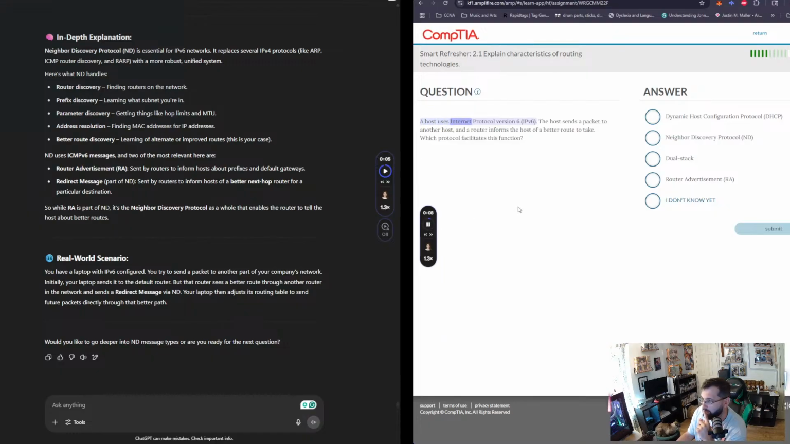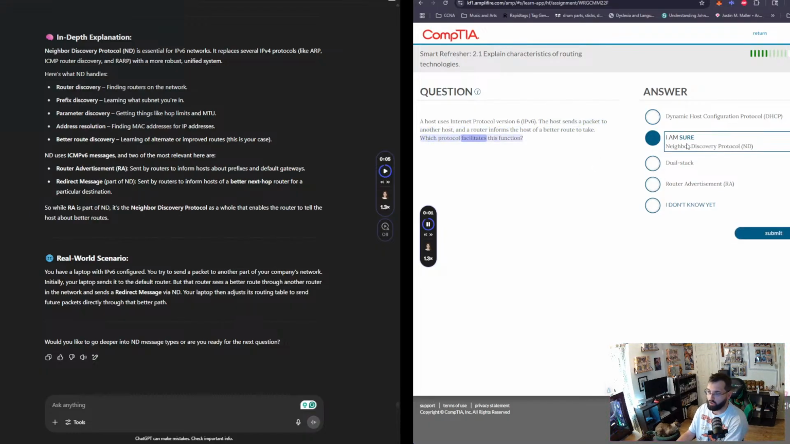A host uses Internet Protocol version 6, IPv6. The host sends a packet to another host, and a router informs the host of a better route to take. Which protocol facilitates this function? Neighbor Discovery Protocol is IPv6, and it eliminates a bunch of the problems from IPv4.